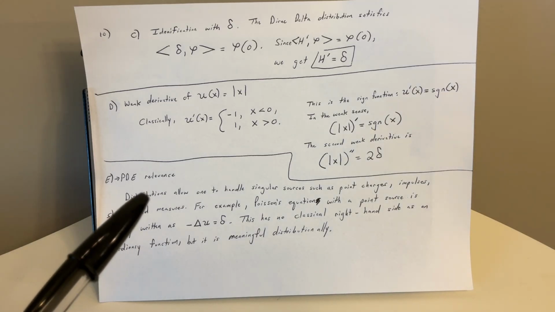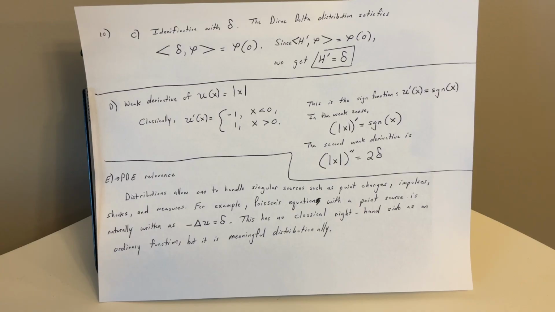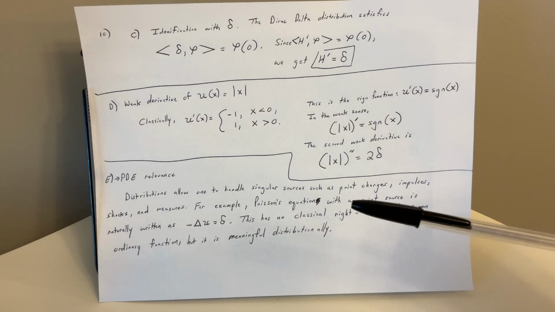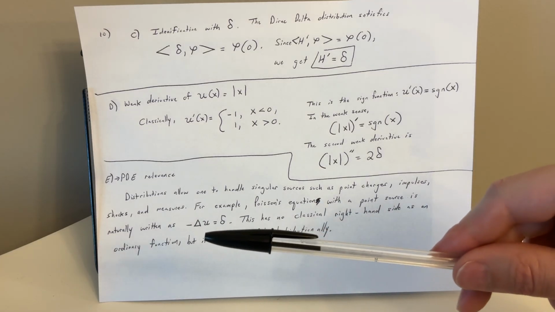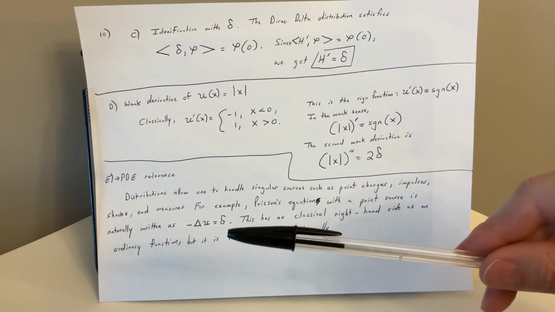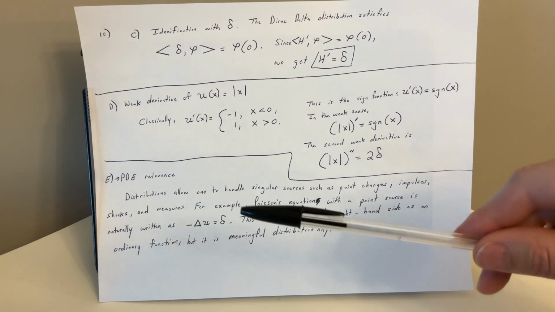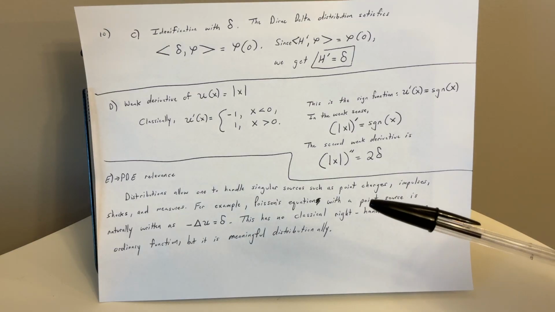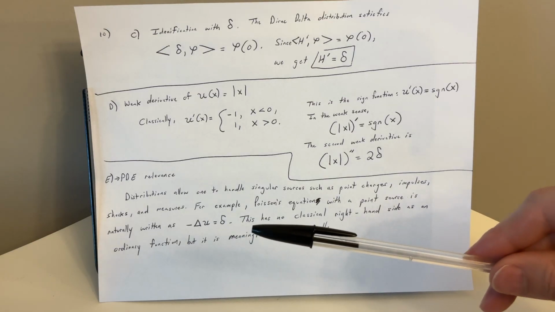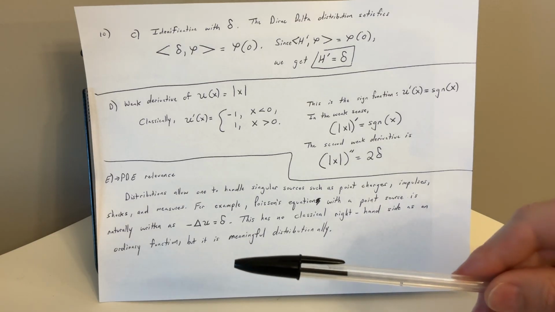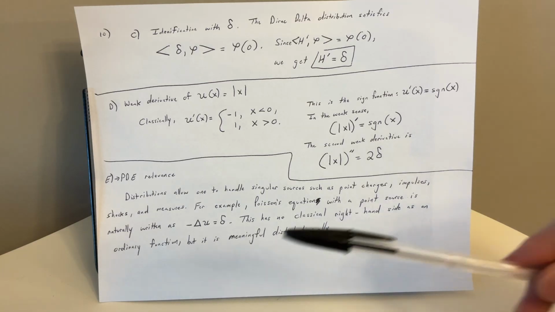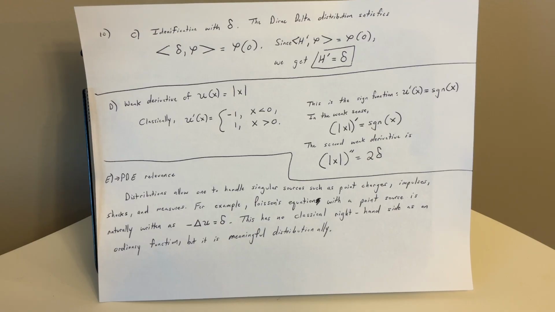PDE relevance. Distributions allow one to handle singular sources such as point charges, impulses, shocks, and measures. For example, Poisson's equation with a point source is naturally written as negative Laplacian of u equals delta. This has no classical right-hand side as an ordinary function, but it is meaningful distributionally.